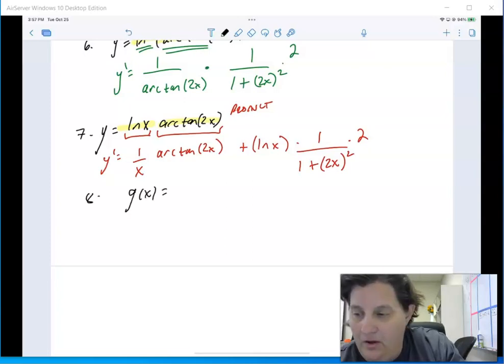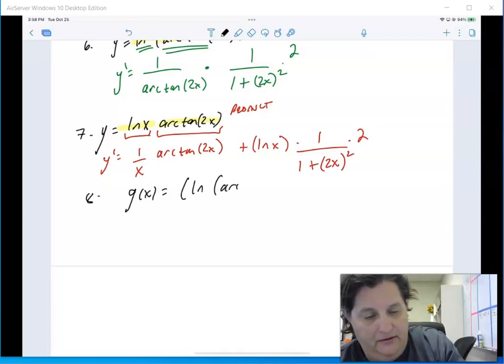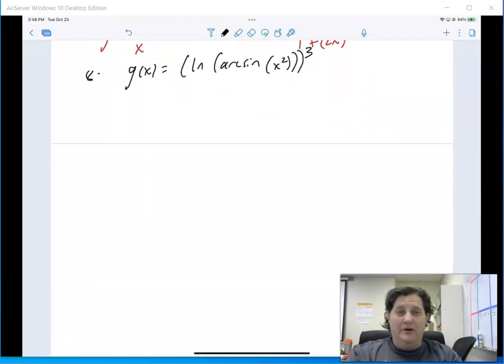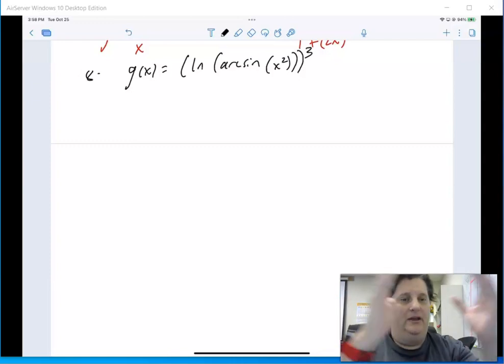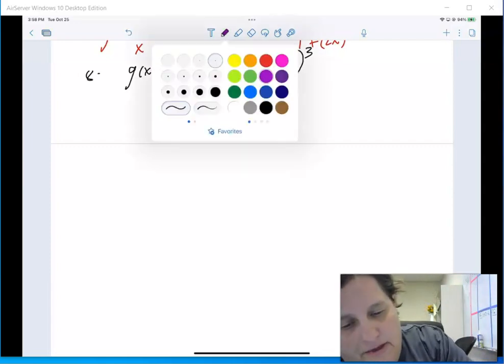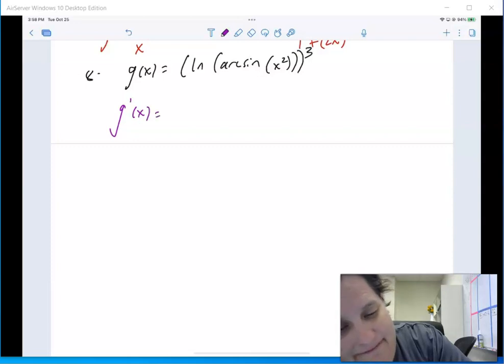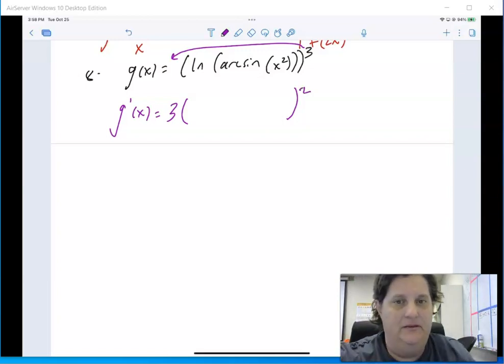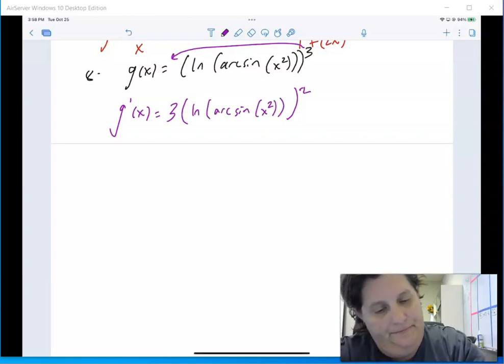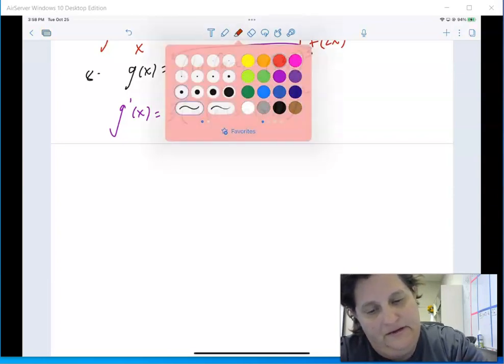Oh, this is fun. ln of arcsine, I'm going to put an extra parenthesis here just for clarity, to the third. Ooh, look at that. That is a 4-part chain rule. I think that's the first one with 4 that we have. Starting out, moving in to the third, and then ln, and then arcsine, and then x squared. Oh, this would be so fun. All right, bring the 3 down in front. All of that inside stays the same. So anything to the third is 3, and then that squared, ln arcsine x squared. It takes care of that.